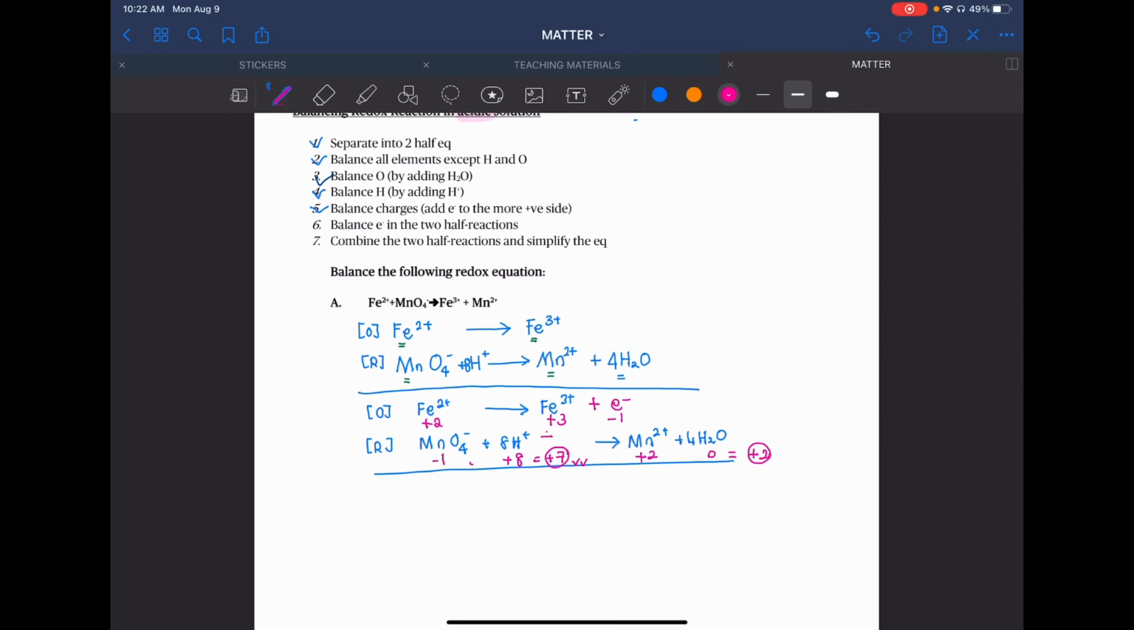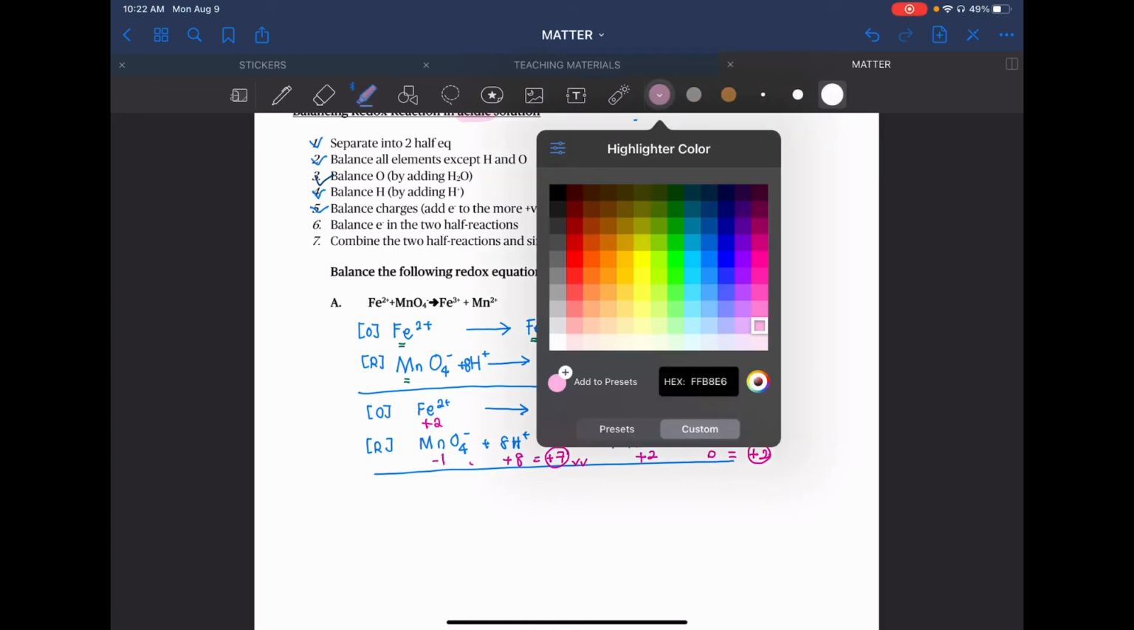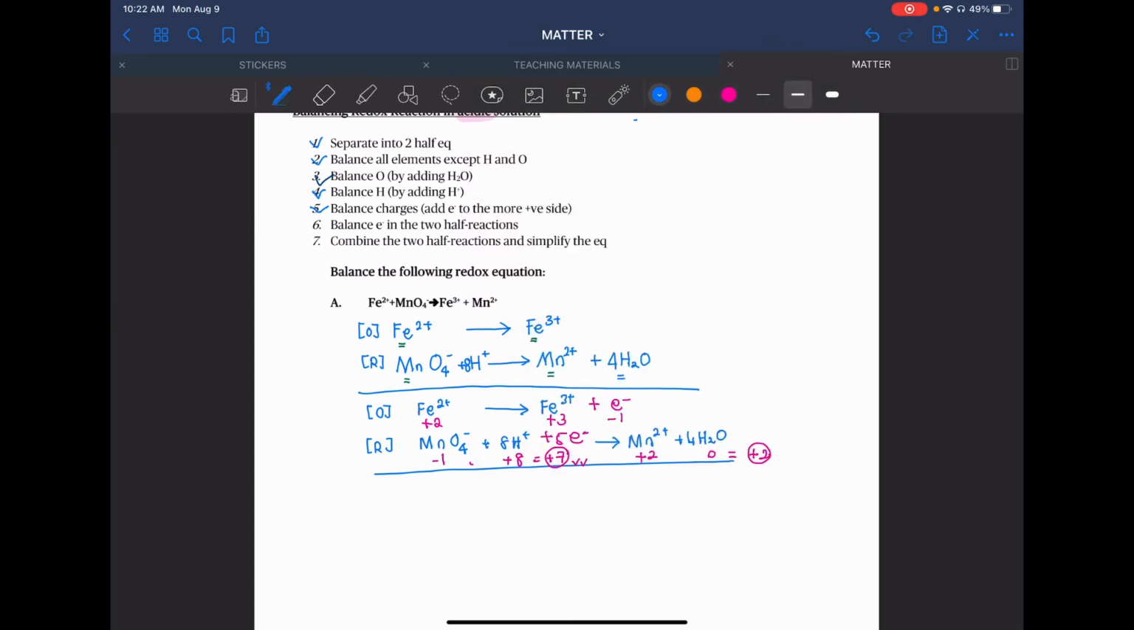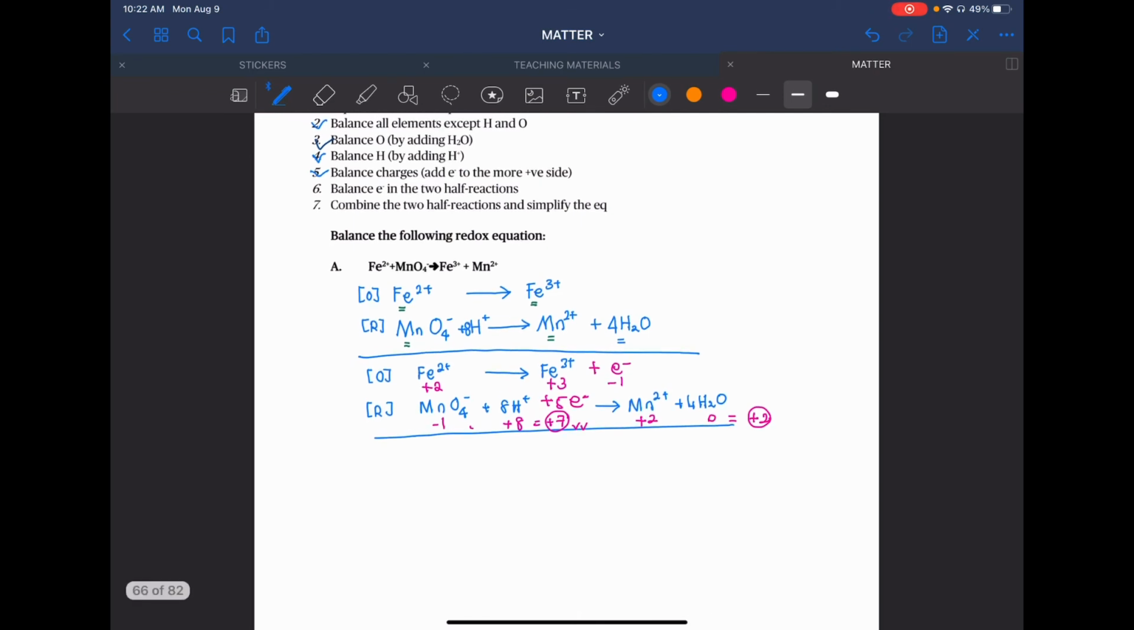So we are going to add electron. How much electron? Kita akan tambah 5 elektron. Kenapa? Sebab 7 tambah 5 elektron nanti, balance nanti akan jadi 2. So, kiri dan kanan jadi balance. Okay, now. Okay, sambung balik equation tadi. Kita tulis cantik-cantik sikit.